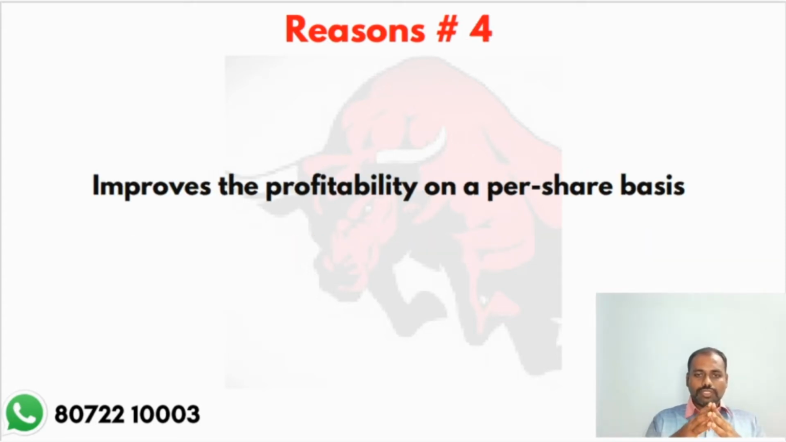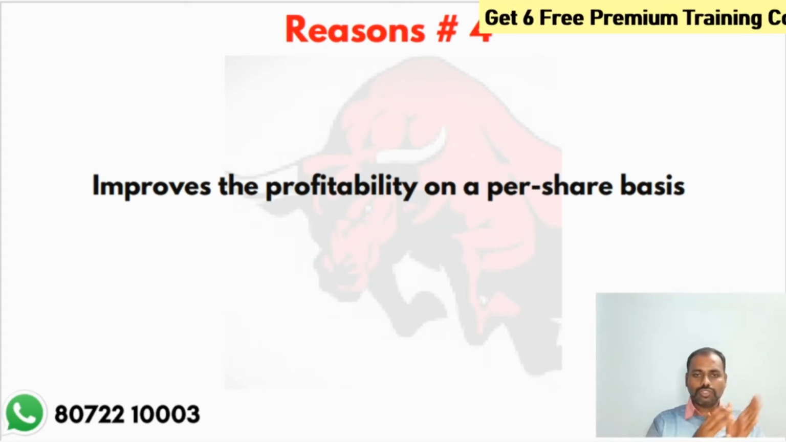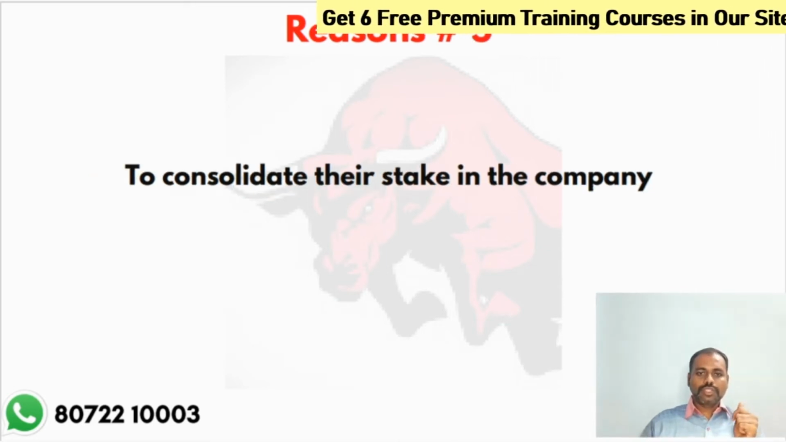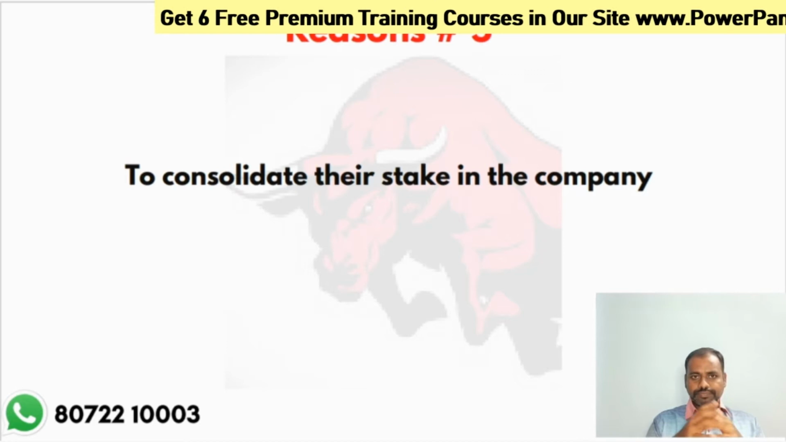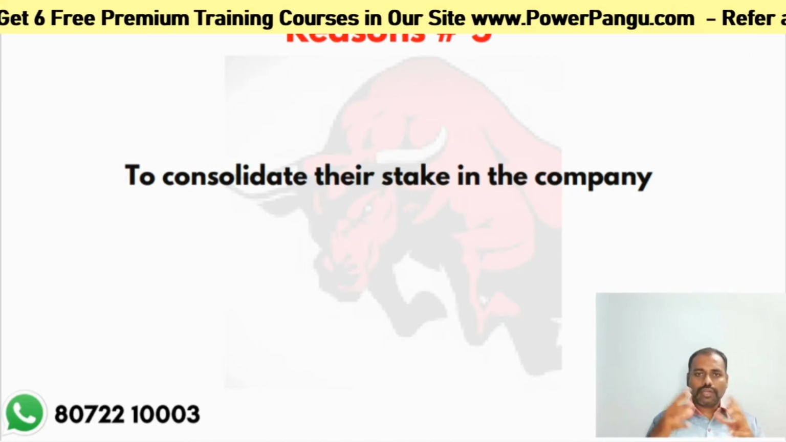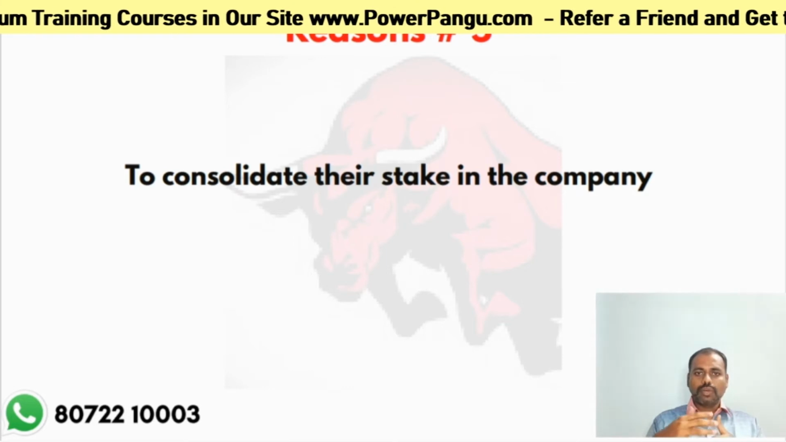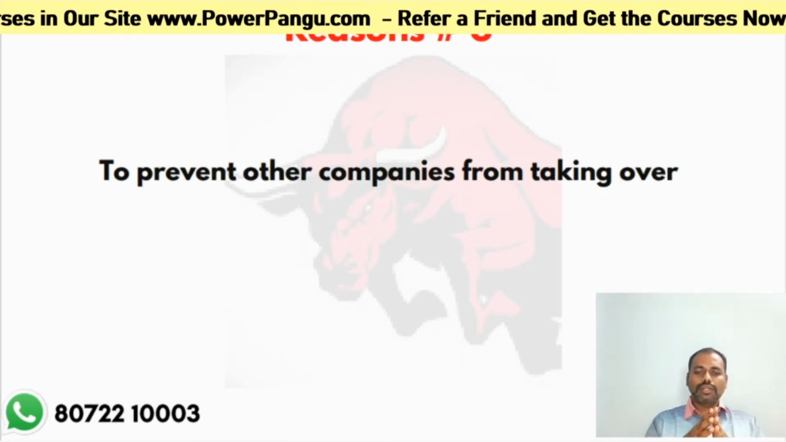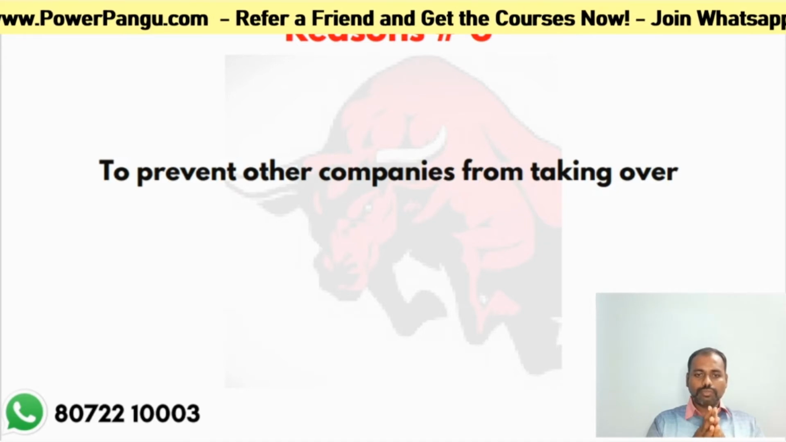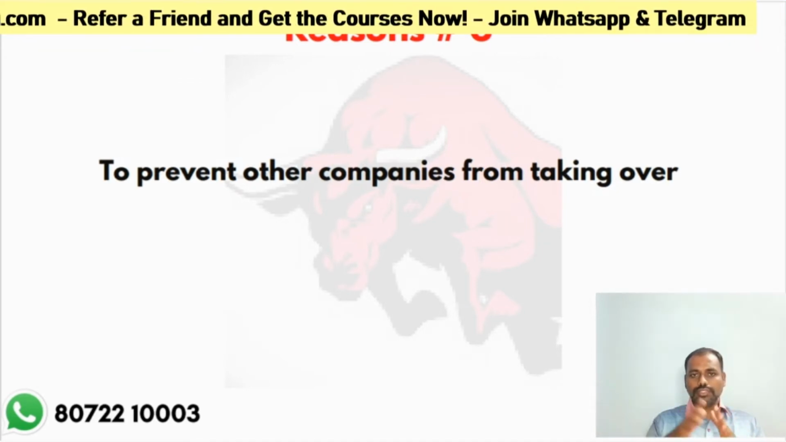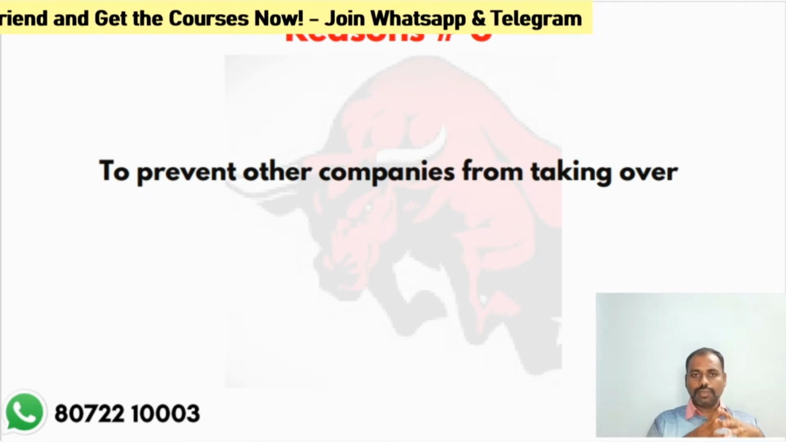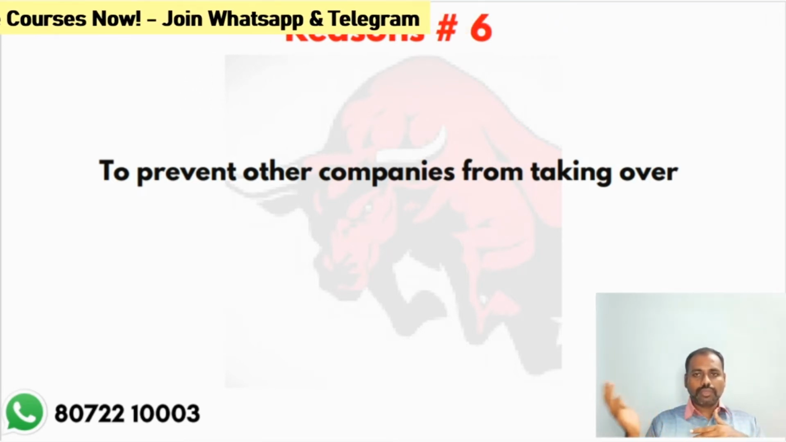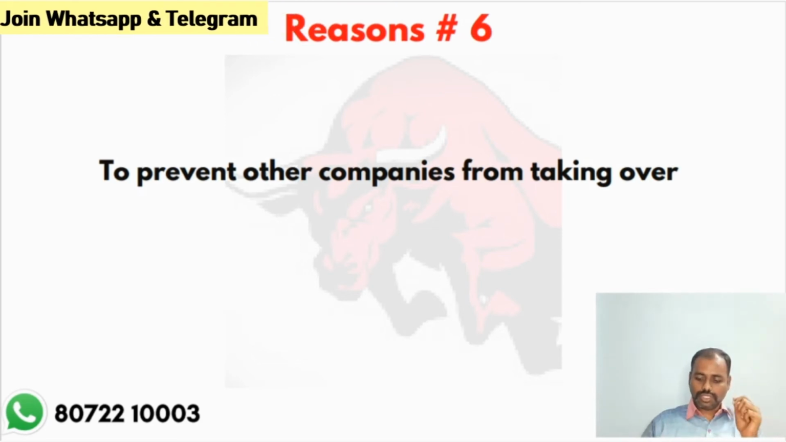Next, the fourth one is the same as earnings per share, because only the term differs. Per share basis profitability is almost earnings per share. We call it EPS in different terms. So this is almost the same as the third one. The fifth one is to consolidate the stake in the company. If you don't have control in the company, some other company might come and acquire it. In order to avoid this, they will try to get more stake in the company, to prevent acquisition by other companies. They buy back the shares and keep them with them. They don't give control to competitors. So these are the first six.